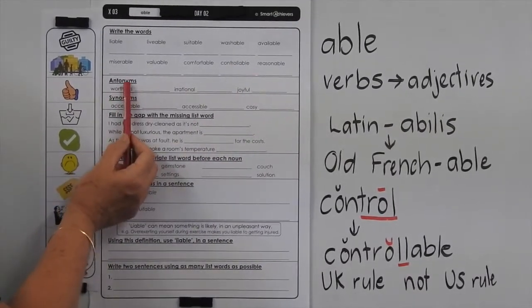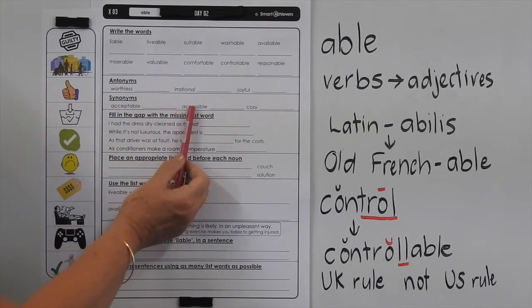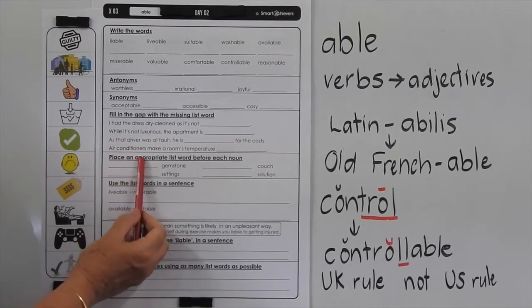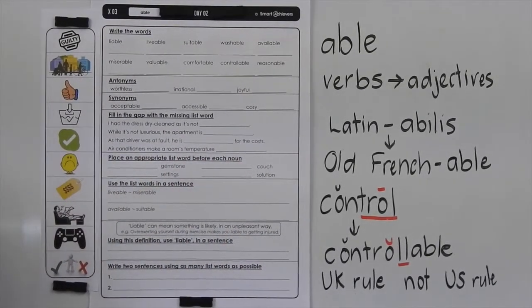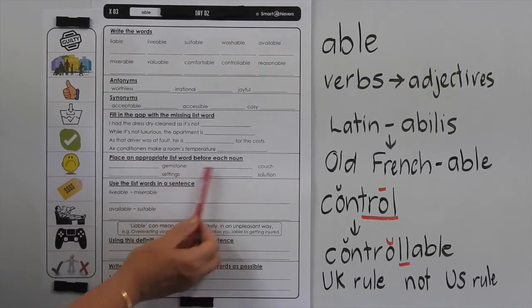So here we want you to write the antonyms, which mean the opposite to each of these words, and synonyms for these three given words. Fill in the gap with the missing list word, you can do that. Place an appropriate list word before each noun. So we want just the adjective that best goes with each of these nouns.